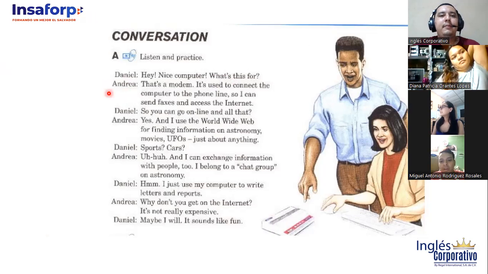Hey, nice computer. What is that for? That's a modem. It's used to connect the computer to the phone line so I can send faxes and access the internet. So you can go online and all that? Yes.